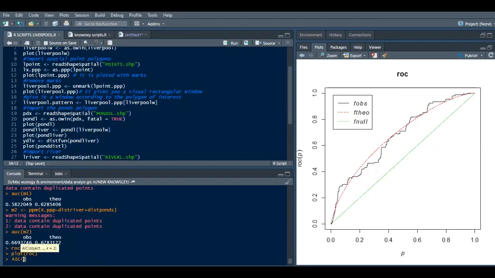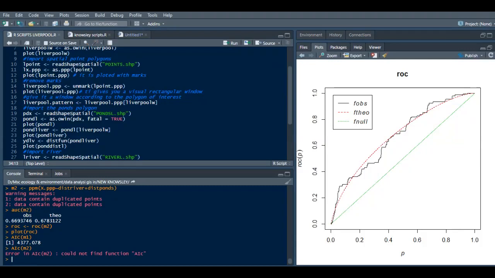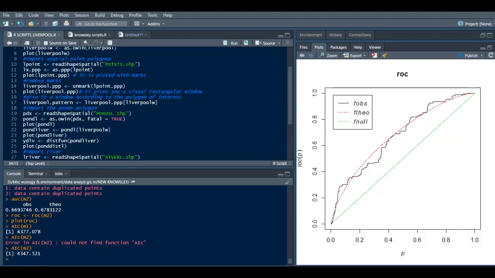Let us first look at model 1. Model 1 has an AIC of 4377. What about model 2? Sorry, how did I do that? I see. Oh yeah, one of it is not capital. It must be capital. So this is 434, and then it's 4377.